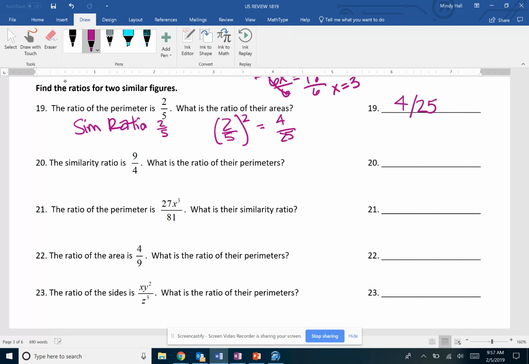Okay. Then number 20, the similarity ratio is 9 over 4. What is the ratio of their perimeters? Again, similarity ratio and perimeter ratio are the exact same thing. So that would be 9 over 4.